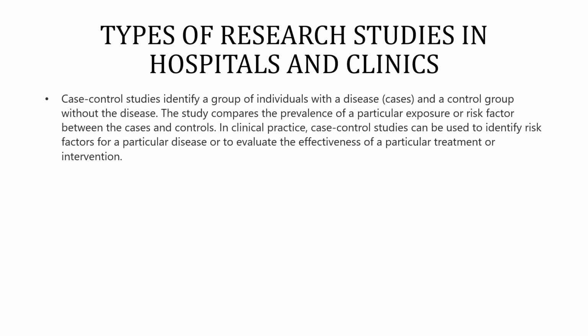Another way to do research in hospitals and clinics is case control studies. In this, you identify a group of individuals with a disease and a control group without the disease. The study compares the prevalence of a particular exposure or risk factor between the cases and the controls. In clinical practice, case control studies can be used to identify risk factors for a particular disease or to evaluate the effectiveness of a particular treatment or intervention.